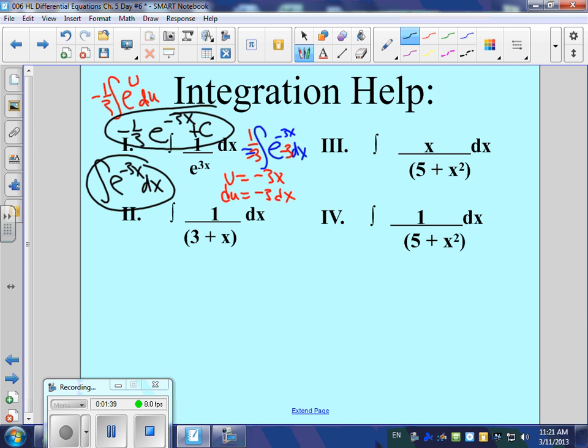If you're at a level 2 understanding of integration, you've got to go through all of these steps. Let's go to the next one.